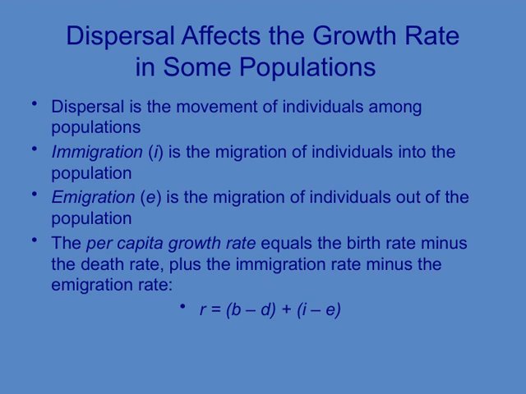Now, the per capita growth rate, think of it as the average growth per individual, can be calculated by taking the birth rate, subtracting the death rate, and then adding the net migration rate, which is immigration minus emigration. So mathematically, it's expressed as r equals b minus d plus I minus E. This equation shows us that dispersal isn't just about movement. It actually plays a key role in how fast or slow a population grows, especially in connected or dynamic environments. Understanding this helps us see how populations are not isolated. They're constantly influenced by movement in and out, shaping their growth patterns over time.